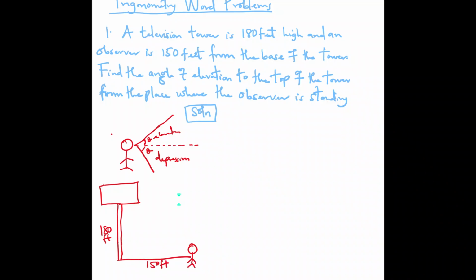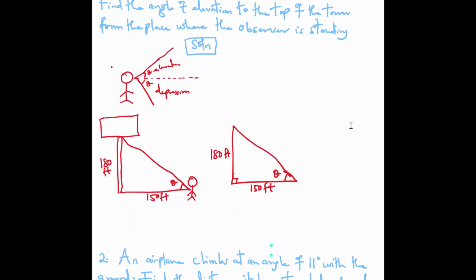Okay, so it says we should find the angle of elevation to the top of the tower. So this is the person, this is the horizontal line of sight, and it's looking up. So this is the angle, let's call it theta. Let me draw it so that it's much simplified. So this is 180 feet, this is 150 feet, and this is theta. This is what we're looking for.